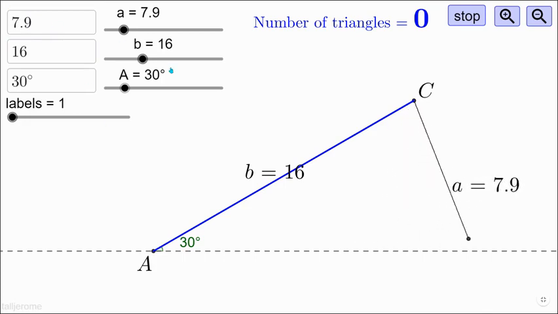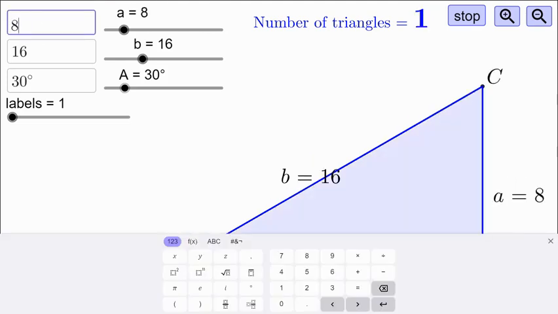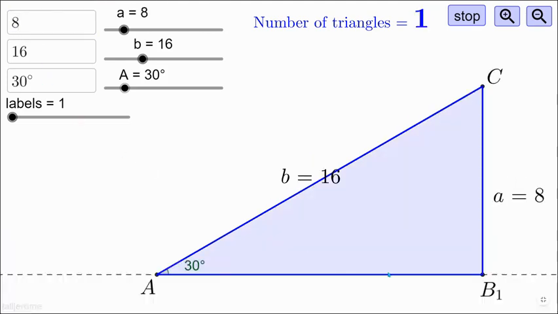So up until 7.99, 0 triangles are formed. It is impossible to form a triangle. Now, if I bring it back to 8, I see that this angle B is 90 degrees. This arm A will not swing because it has connected with the horizontal line. So when this angle B1 is 90 degrees, we have only one triangle.